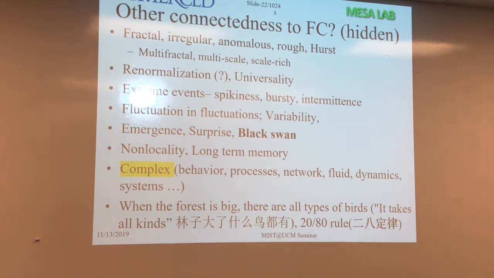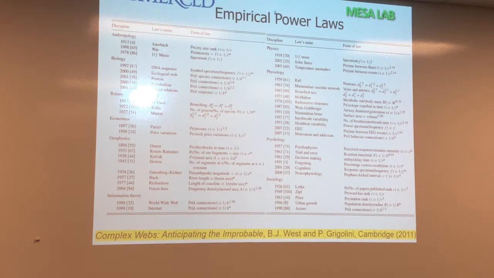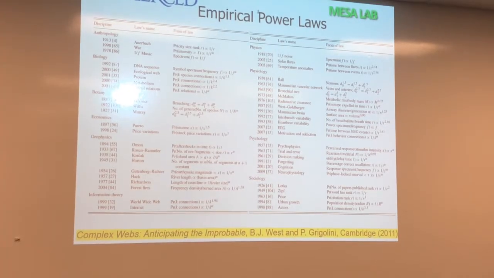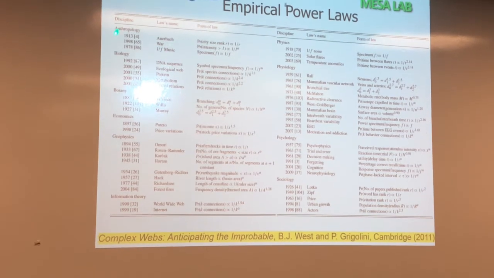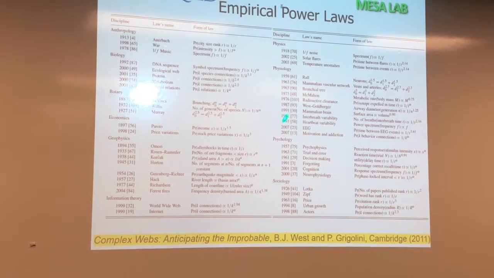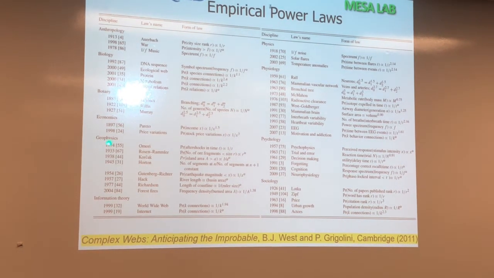Okay, inverse power. So you heard about the 80-20 rule. And also this is a Chinese story, but it's fine, it's just showing that when the system is big enough, rich enough, complex enough, you should expect all types of things, including the emergence of life, right? Okay. So there's a summarized list of power laws from the empirical study. In 2011, Bruce West and Grigolini published this book with this nice table, over 50, in different subject areas from anthropology, sociology, psychology, physiology, physics, information science, geophysics, economics, and botany, and biology. Okay, so a lot of applications behind.